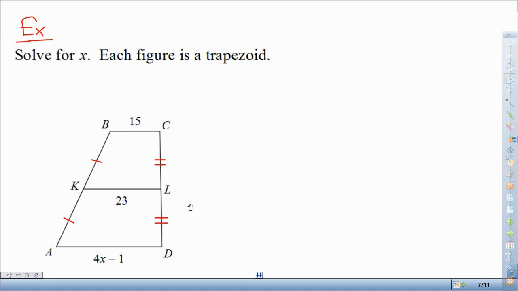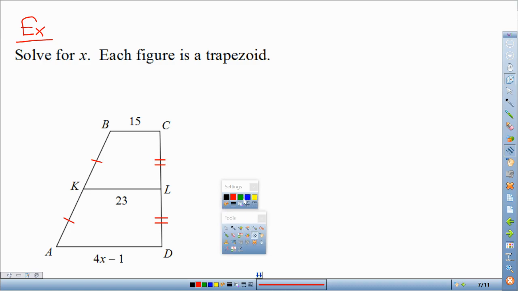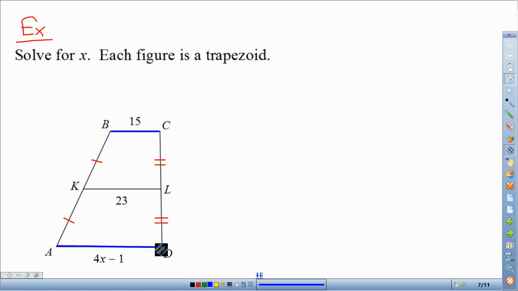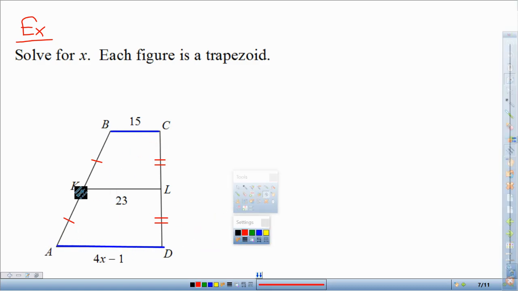So we have weirder values. This would be more difficult to do in our head. If I just said, what's x? That's difficult. We need to actually use our formula here. Again, I'm just going to highlight the pieces here. Here are my bases, let me make them blue. Here's my base, here's my other base, and here's my mid segment. And I actually have values for all three of those things.